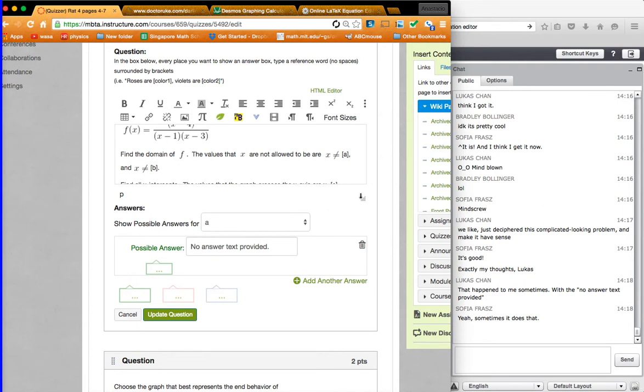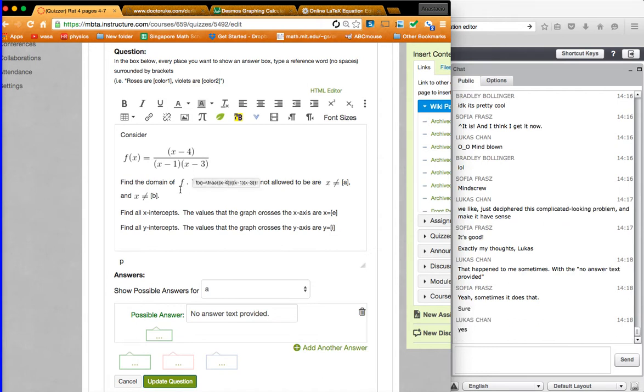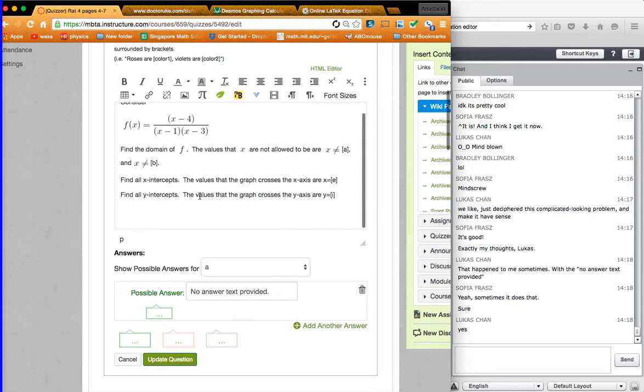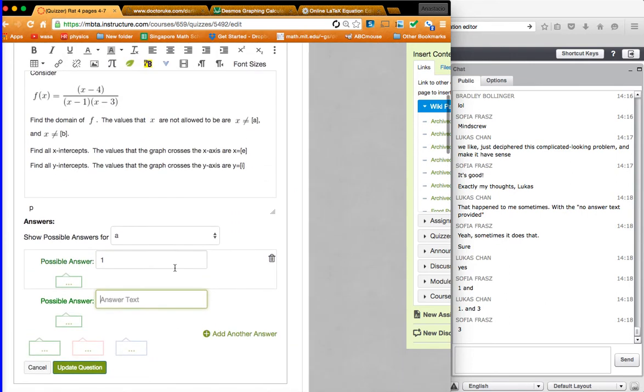So anyway, I'll do the first homework problem with you. Look at this graph. What is the domain issues? Where am I going to find vertical asymptotes? At 1, or at 3, right? So in this box right here, you can either type in 1 or 3. Just put 1 here and 3 here and you'll be good.